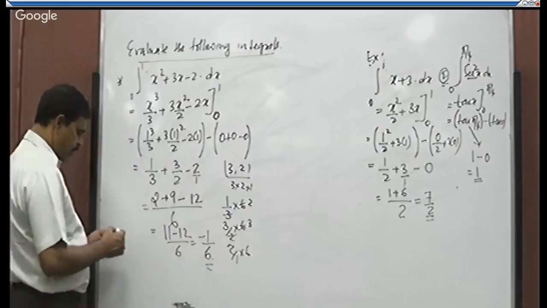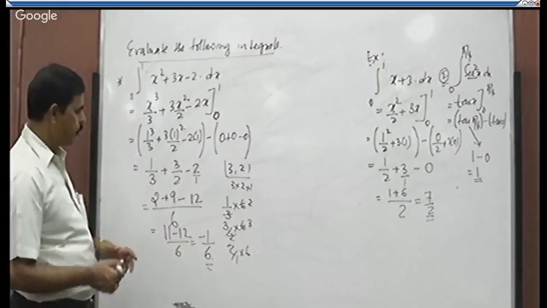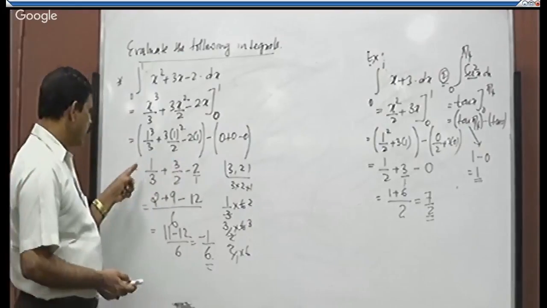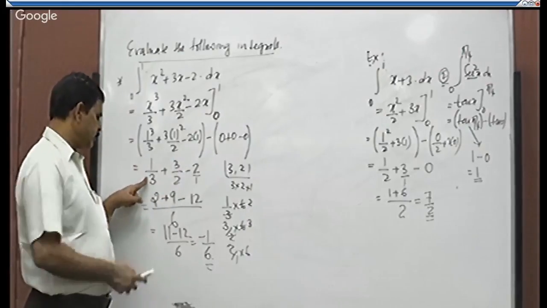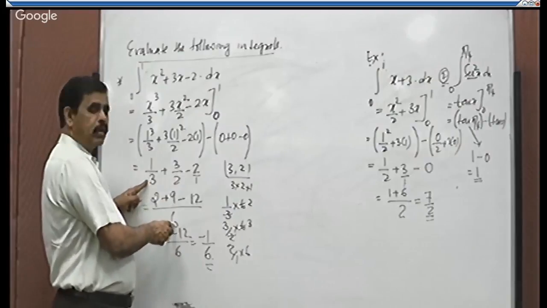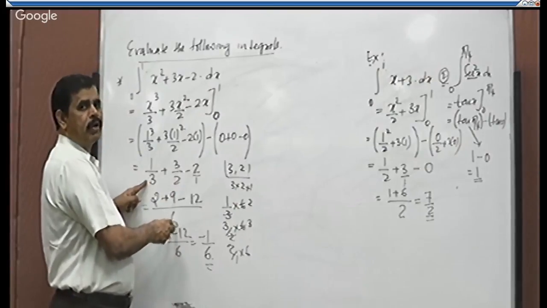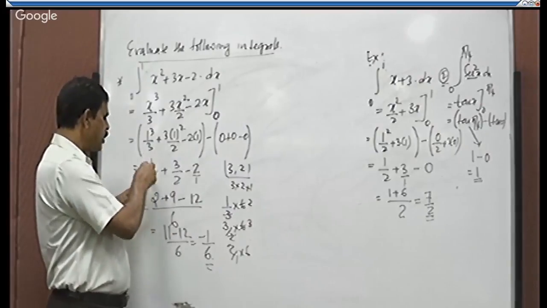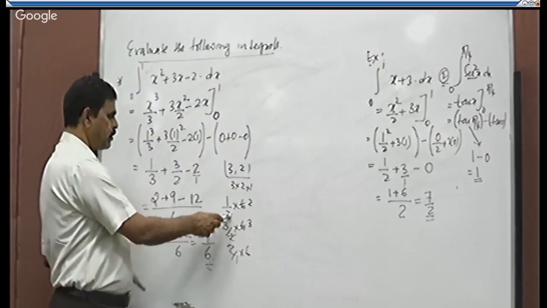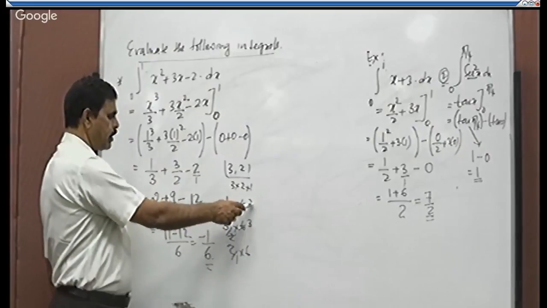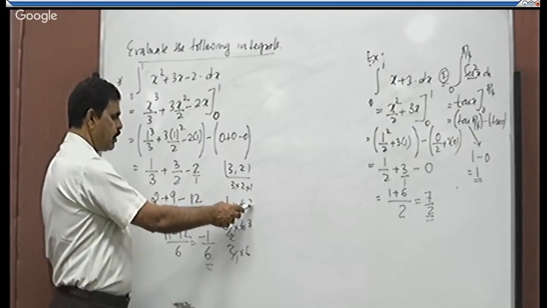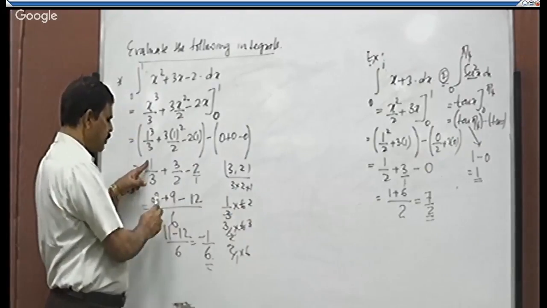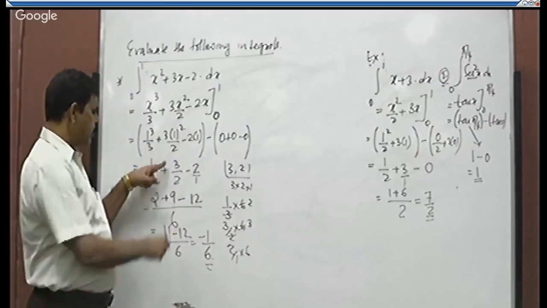Got it? After taking the LCM, the numerator's value will change. How does it change? You just take the denominator and divide it into the LCM. Whatever the remainder is, with that remainder the numerator should be multiplied. See, 3 1s are 3, 2s are 6. I got 2 as the remainder. That 2 into what is the numerator? 1. So if I multiply these two, I will get 3 by 2.